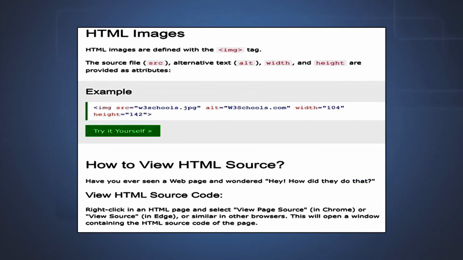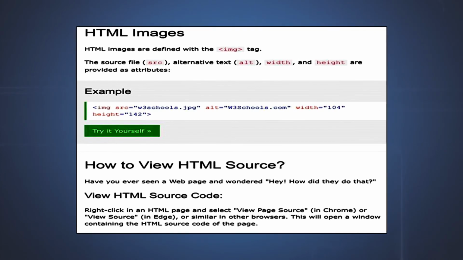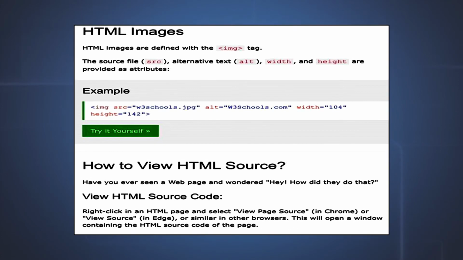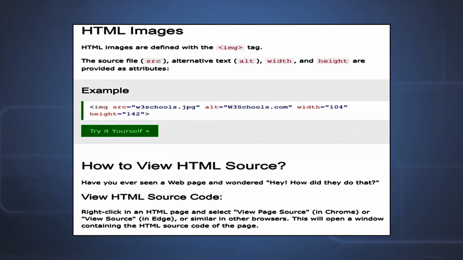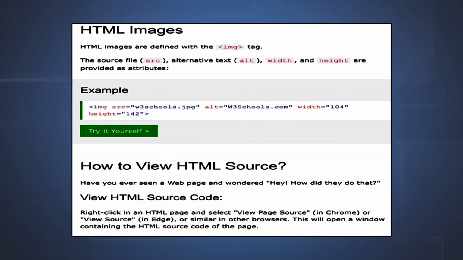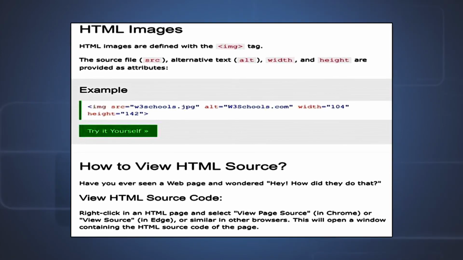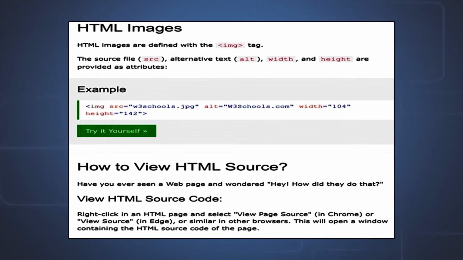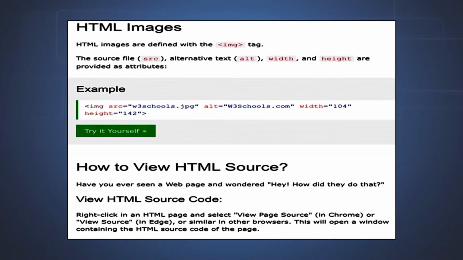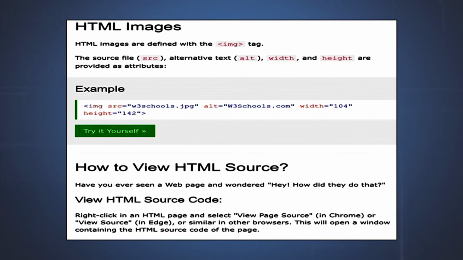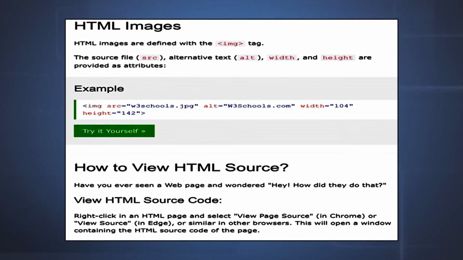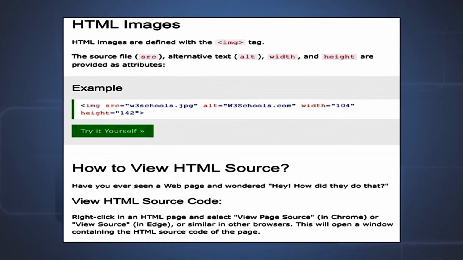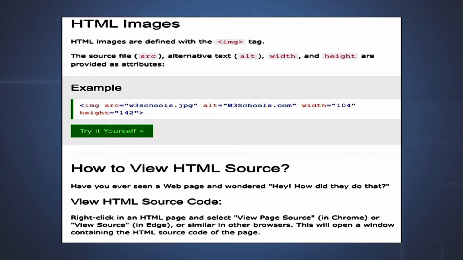HTML images are defined with the IMG tag. This IMG tag has a starting tag as well as an ending tag. The source file and alternative text: the source file is indicated with src, the alternative text is indicated with ALT, and then the dimensions of the image to be displayed are indicated using width and height. All these attributes will be used along with the IMG tag.